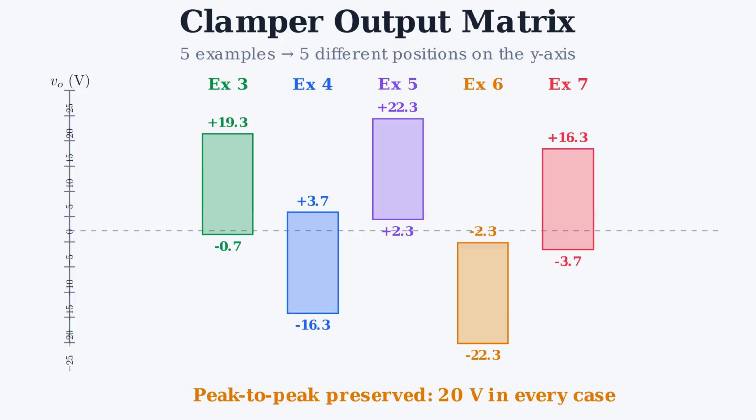Example 6 sits from minus 22.3 to minus 2.3, entirely negative output. Example 7 sits from minus 3.7 to plus 16.3, mostly positive with a small negative excursion. 5 completely different output positions, all from the same basic clamper skeleton. The takeaway: by choosing the diode direction and the bias source polarity, you can place the output anywhere on the y-axis. And no matter where you place it, the peak-to-peak voltage is always preserved.